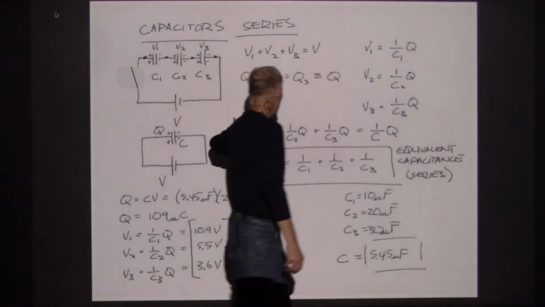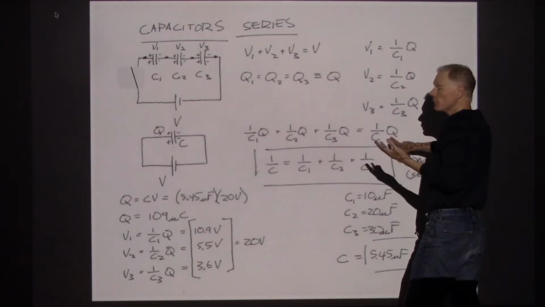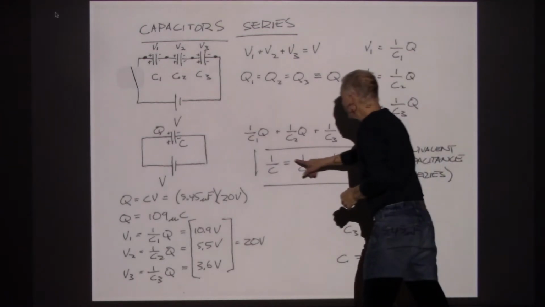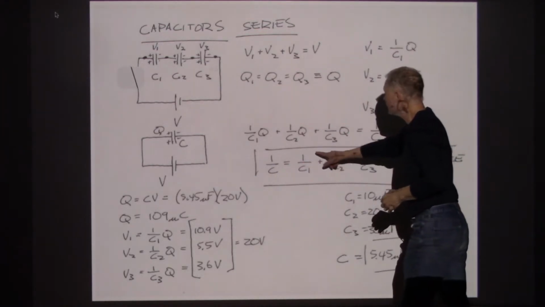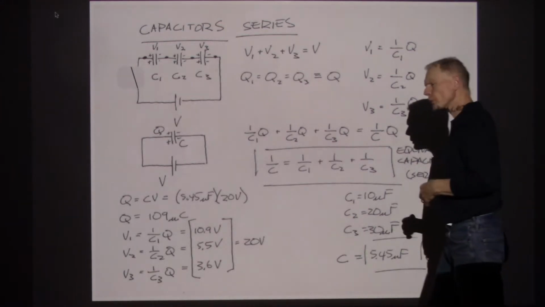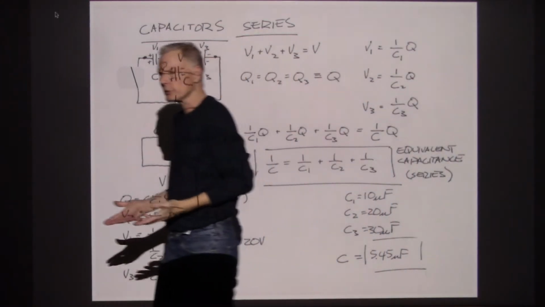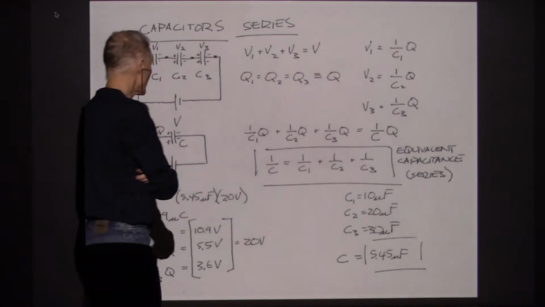So we get a formula here, and then we can factor out the Q's, because the Q's are all the same. And it says that the equivalent capacitance, 1 over C, where C is the equivalent capacitance, is equal to 1 over C1 plus 1 over C2 plus 1 over C3. So it's not too much more difficult, except that we're adding inverses. So it's going to be easier to make mistakes. We do have to be more careful about how we're managing this.